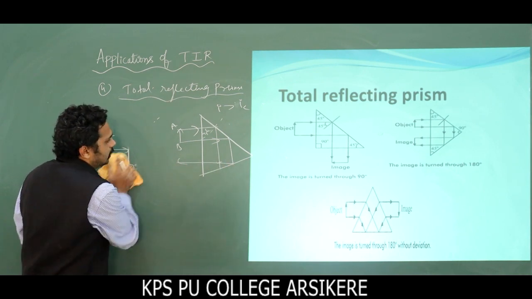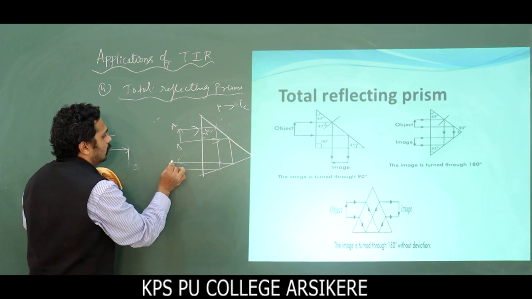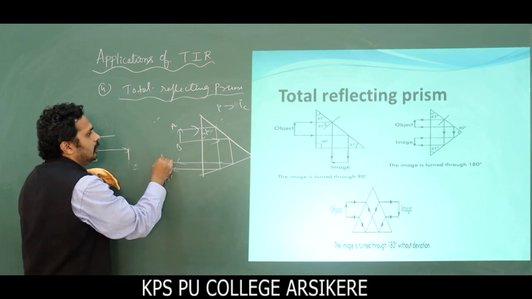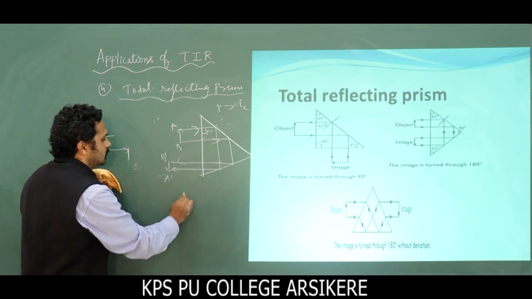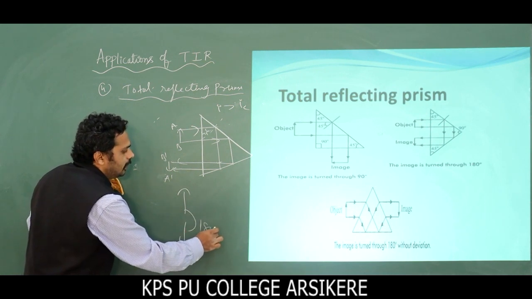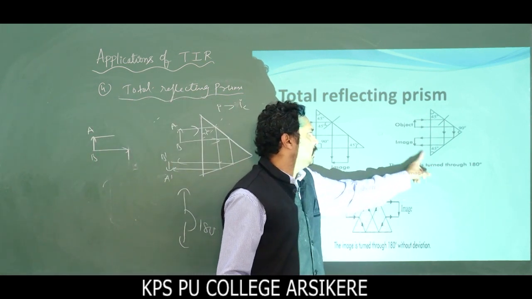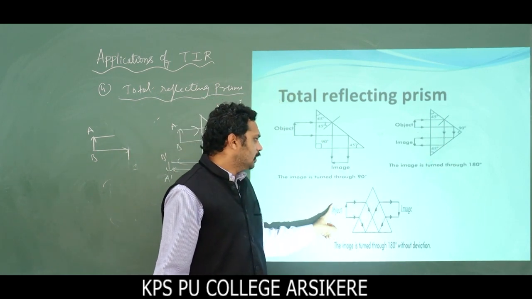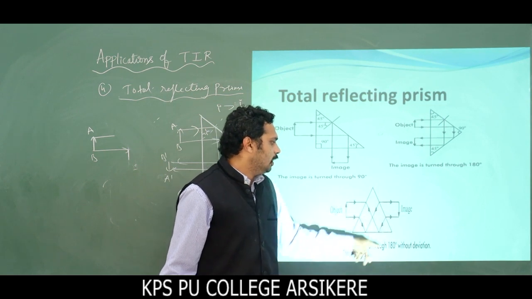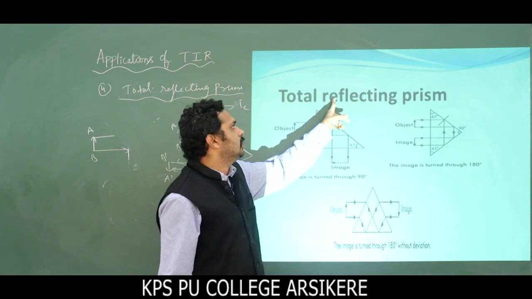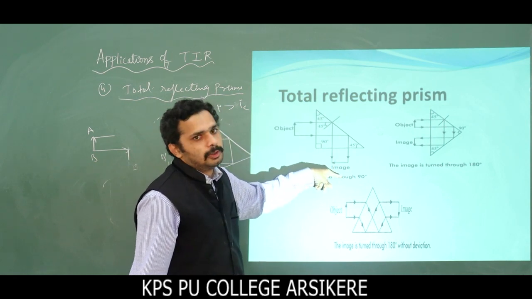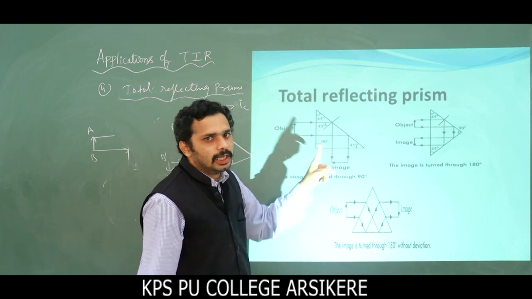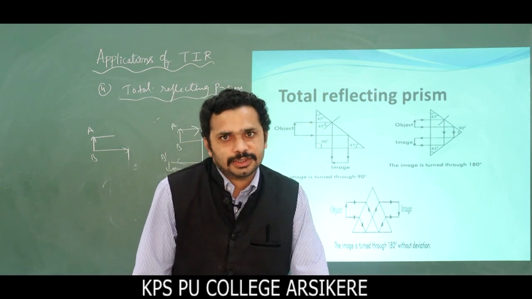Now you see that once again TIR, and we got the image. This is the object, this is the image. So here the image is inverted, A dash B dash is the image. How many degrees? 180 degree. We rotated the image through 180 degree by using the prism. Similarly here also the image is turned through 180 degree without deviation. That's why we are using prisms for reflecting purpose. We are using them in binoculars and cameras. Here the principle is TIR, total internal reflection. Thank you.